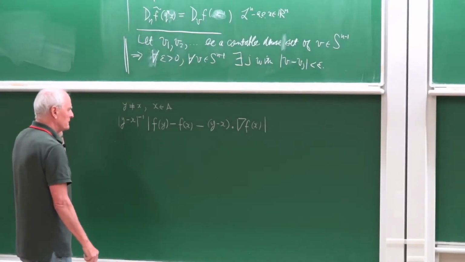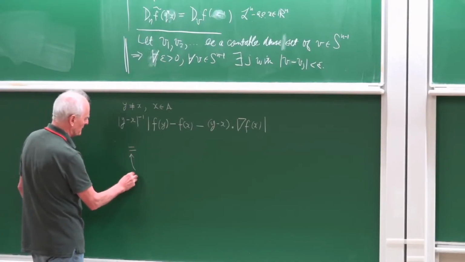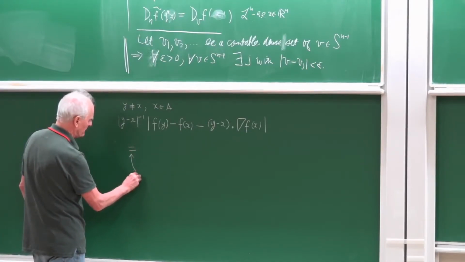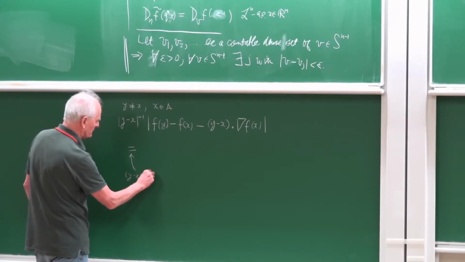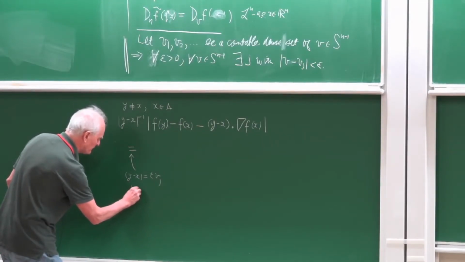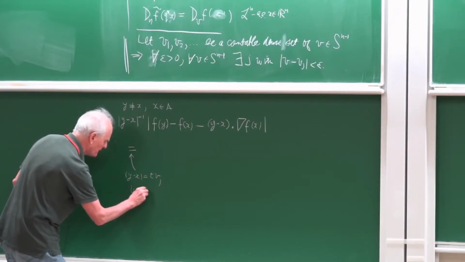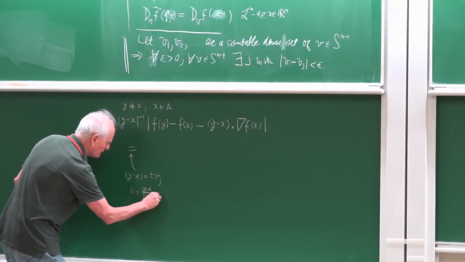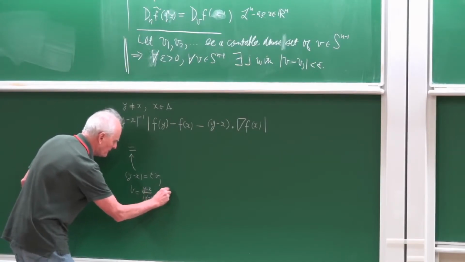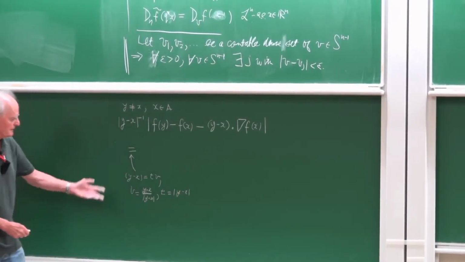Well, let's just change the notation slightly first of all. I'm going to let y minus x equal tv, where v is the unit vector, so it's y minus x over the length of y minus x, and t is the length. Of course, you can always do that for any vector.